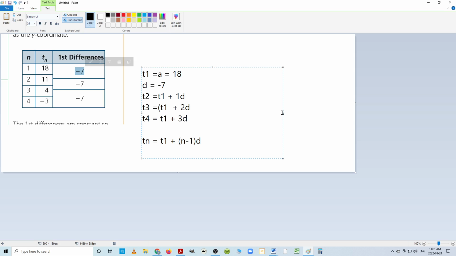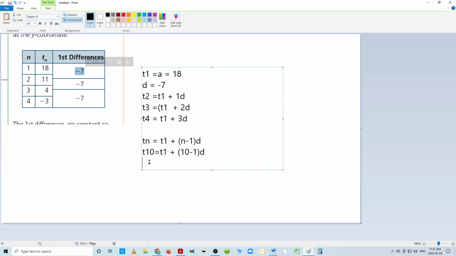Let's look at an example. Term 10 would be equal to term 1 plus, what term am I looking for? 10 minus 1 times the difference. Now, you can even do a weird thing here where you expand it, but I'm not going to do that just yet. I'm just going to fill it out. Well, up above I know term 1 is 18. I know 10 minus 1 is 9. And I know my difference up above is minus 7. Notice that the minus takes care of itself here. That means term 10 is equal to 18 minus 56.